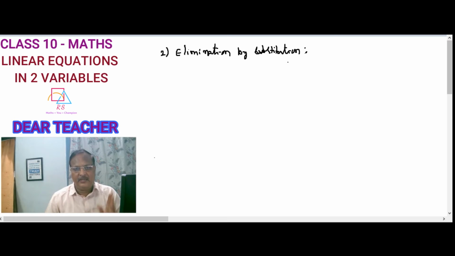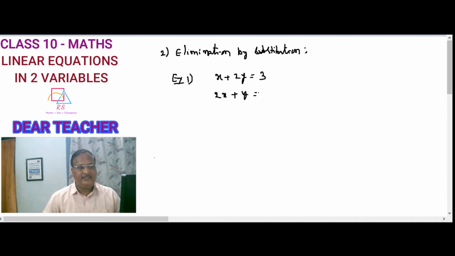Elimination means removing. So for this, let us take an example. x plus 2y is equal to 3 and 2x plus y is equal to 3. This is the system of linear equations. We have to solve it by using the method of elimination by substitution. This is my own problem.